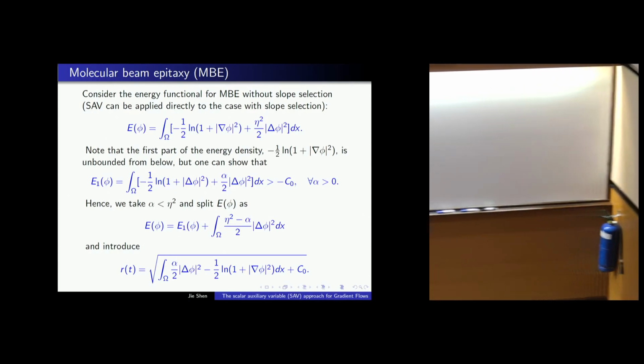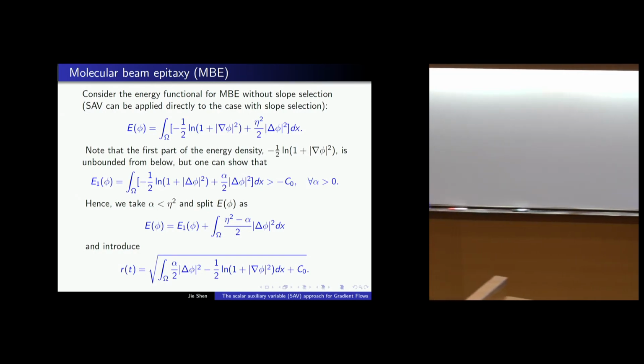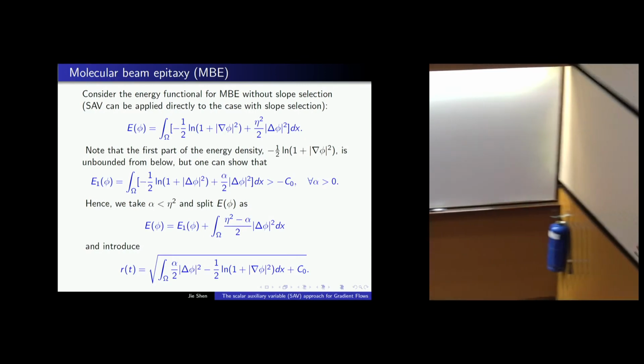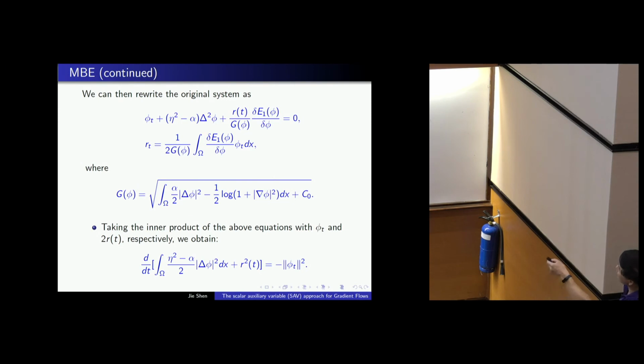So this part is not bounded from below, but you can show that if you borrow a little bit from the linear term, just a little bit, for any alpha bigger than 0, then the energy will be bounded from below. Which means you can apply the SAV approach. Once you have that, it's a recipe. You just apply it, and you write your scheme.